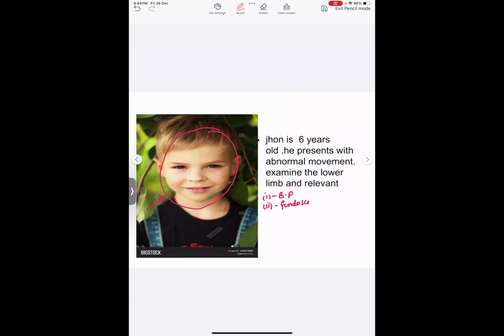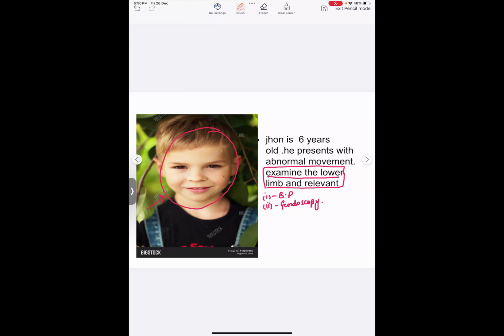What was your task? Examine the lower limb for abnormal movement. Examine the lower limb and relevant. But you started with your head size measurement. I would like to expose, I would check the head size, I would like to check for the squint, I would like to see is there any device that has been attached or not.